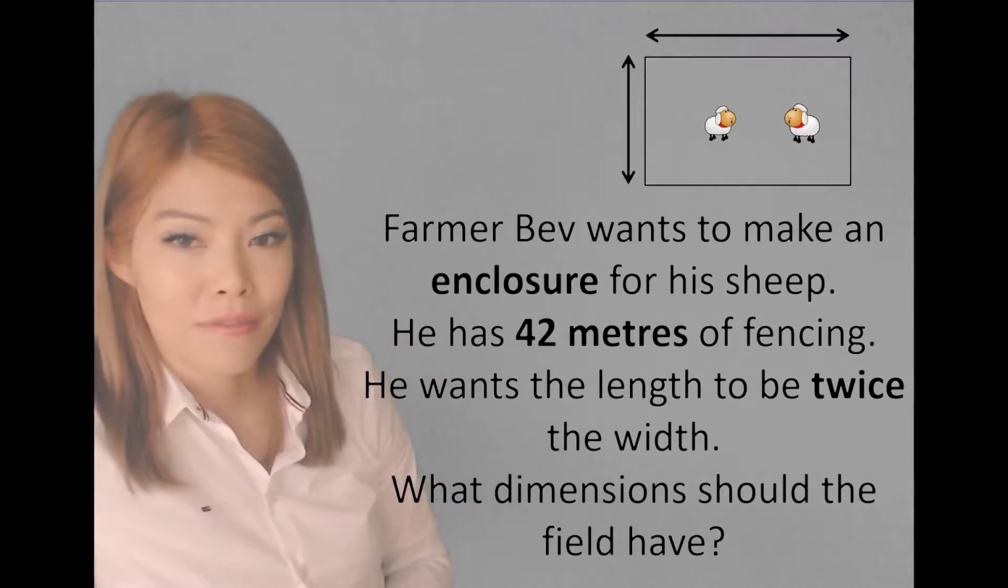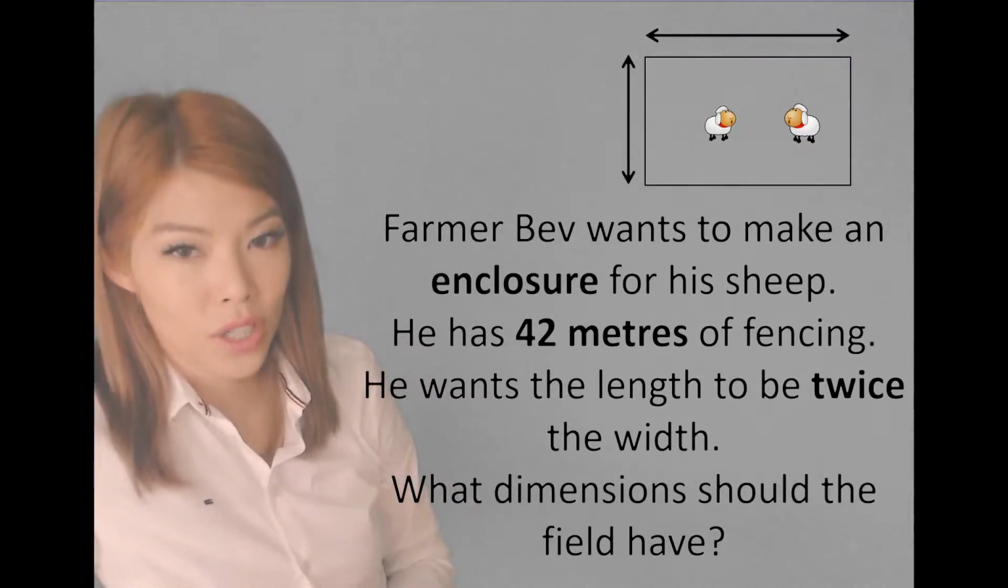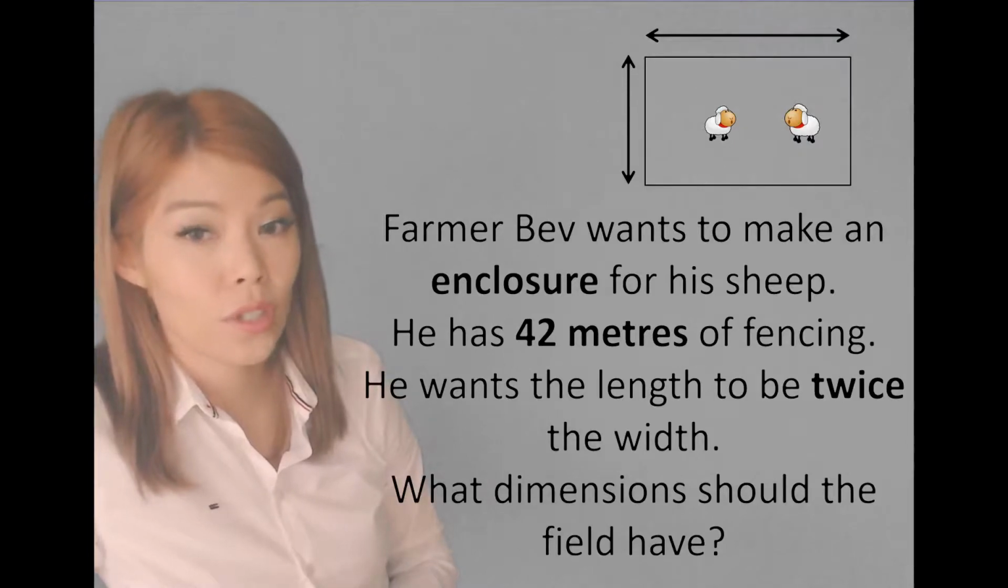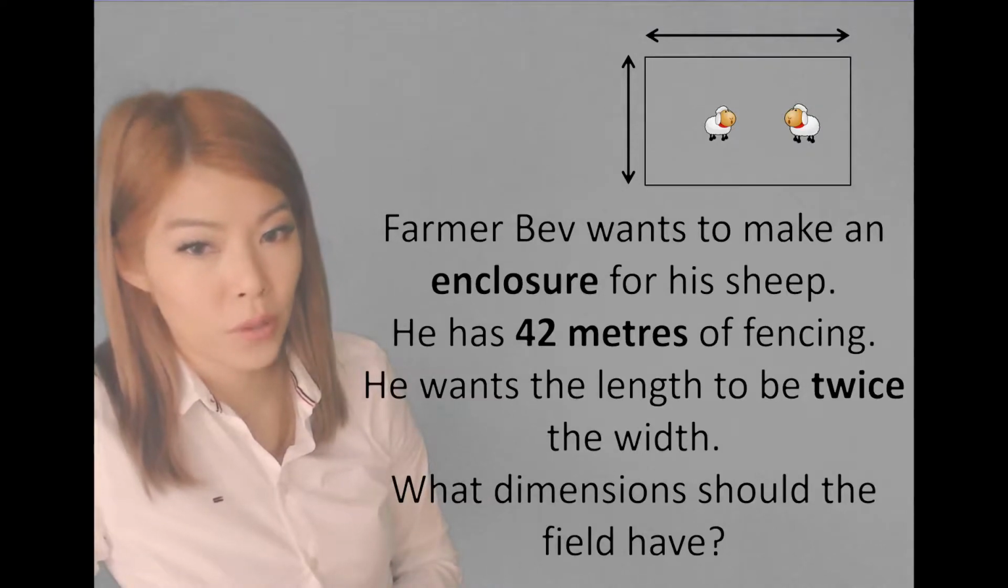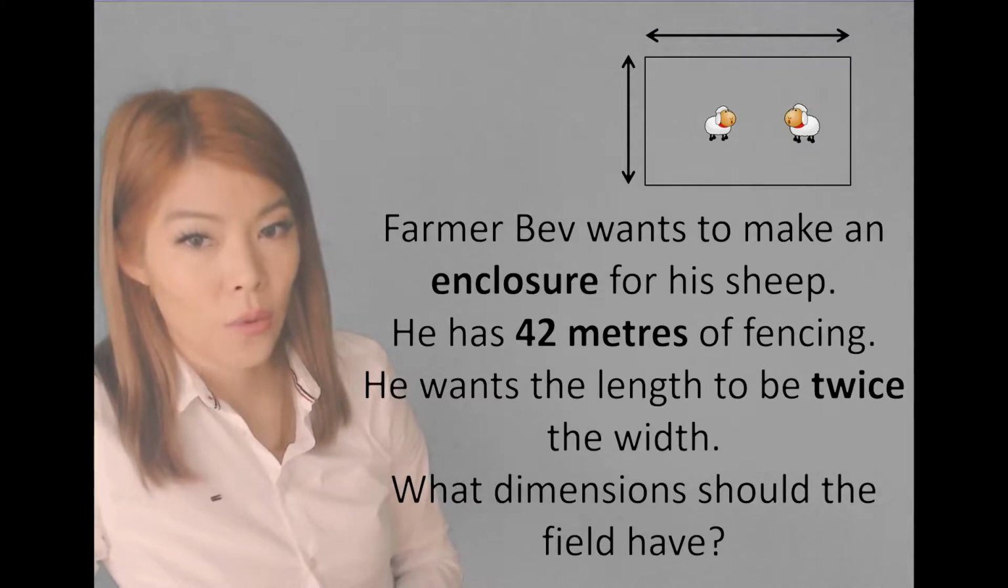Here we have Farmer Bev wants to make an enclosure for his sheep. He has 42 meters of fencing. He wants the length to be twice the width. What dimensions should the field have? So how can we work this out?